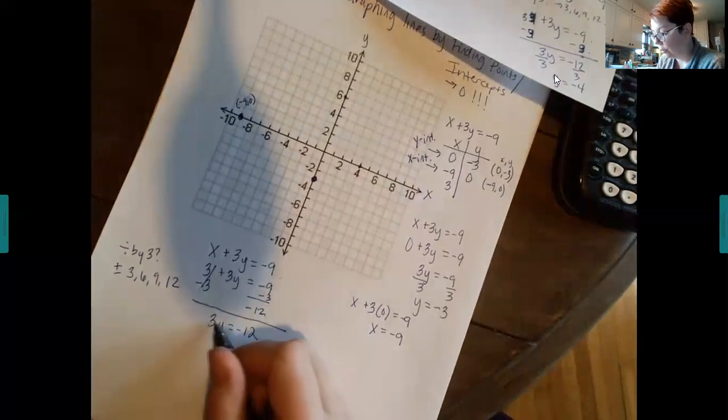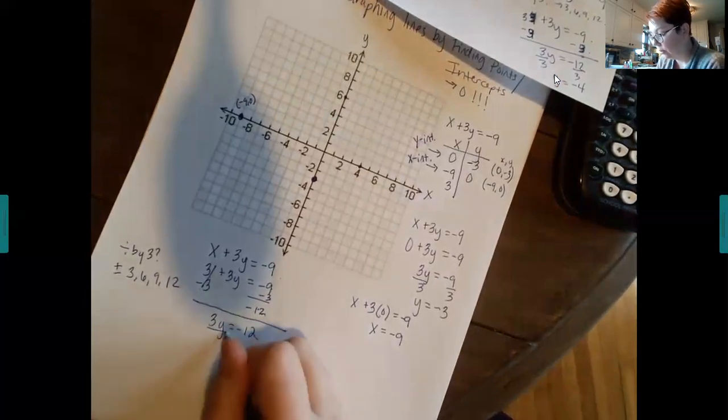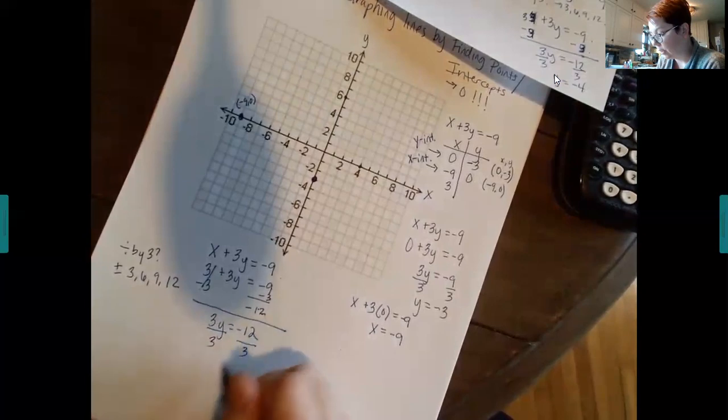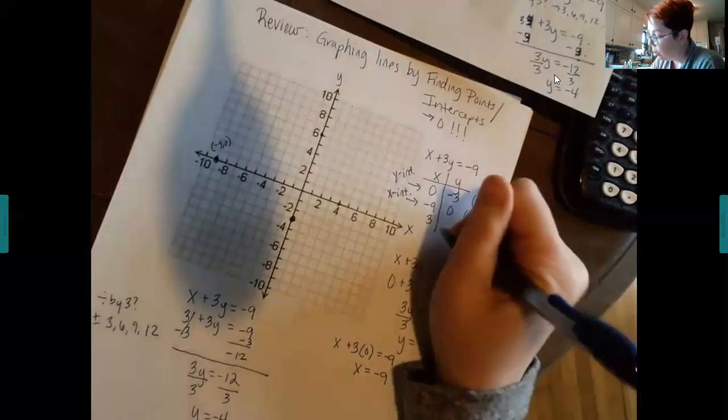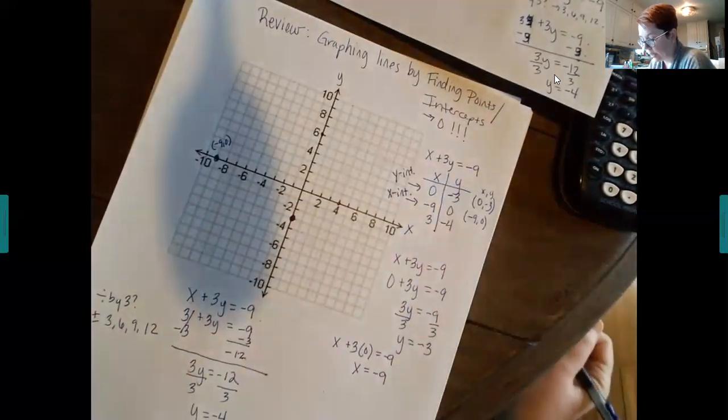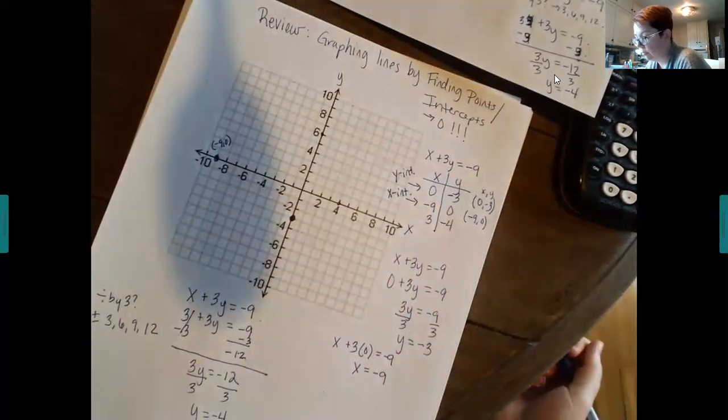And so now we're left with 3y equals -12. We divide both sides by 3. We get y equals -4. So hopefully, this is going to be our checkpoint, right? Just make sure we're doing our stuff right.